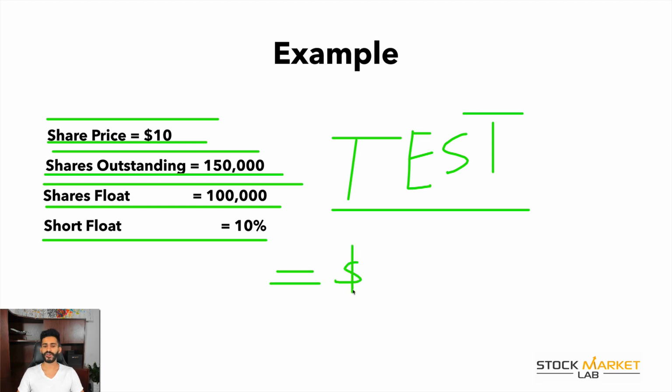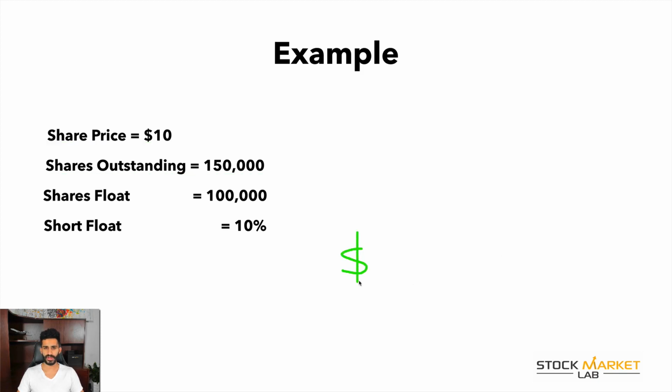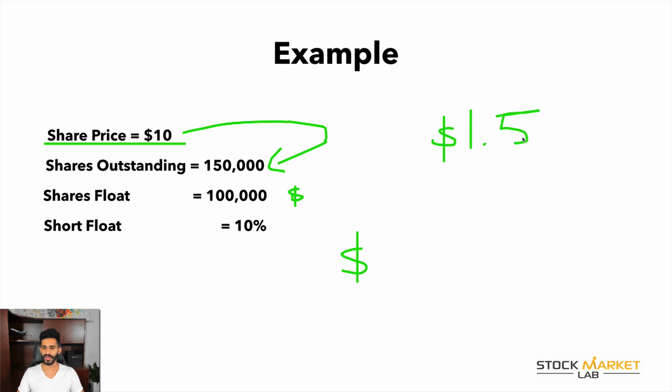First, before we even jump into what the market cap is, how do we get the market cap? The way we get the market cap is we multiply the share price by the shares outstanding, not the float. The float is what's available to trade. The outstanding shares are the total amount of shares a company has. So when we multiply this, we get 1.5 million.